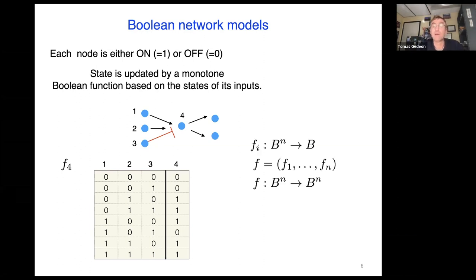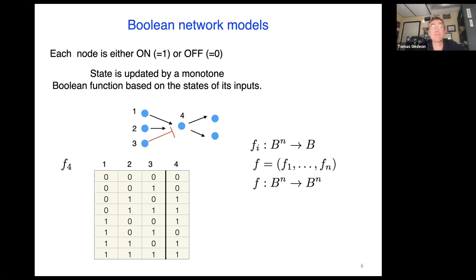Now, in general, you have one of these functions for every node in the network. So you collect these; each fi is a function from B^n to B, where B is just the two-point set {0, 1}. Then if I collect them together, I get a function from B^n to B^n, and that's my phase space. My dynamics is a Boolean hypercube of dimension n, and the mapping on this is going to be my update function, my dynamics.